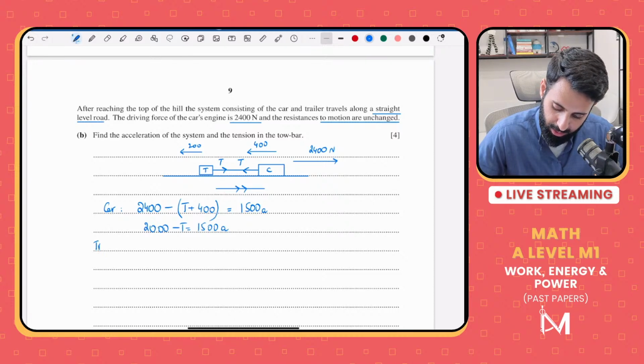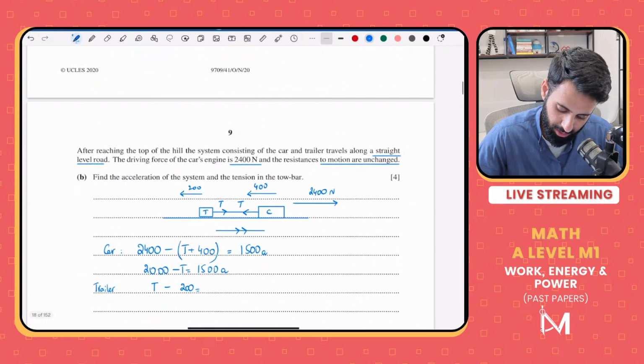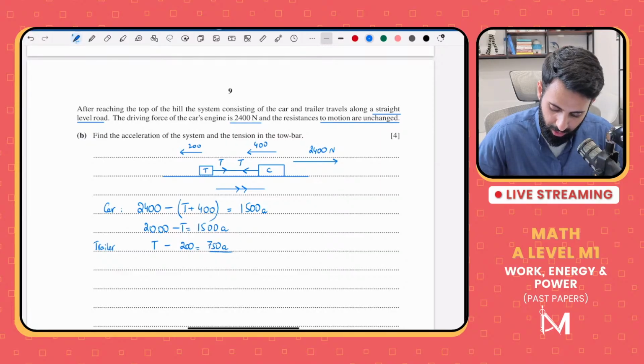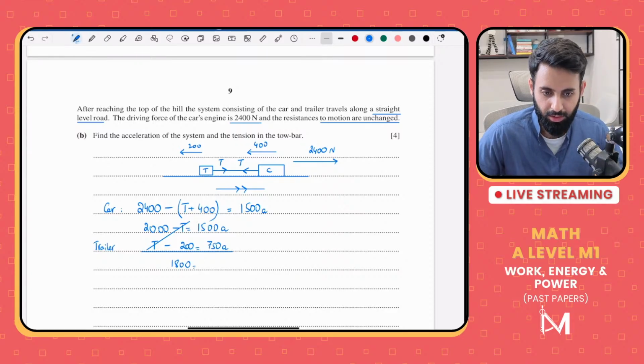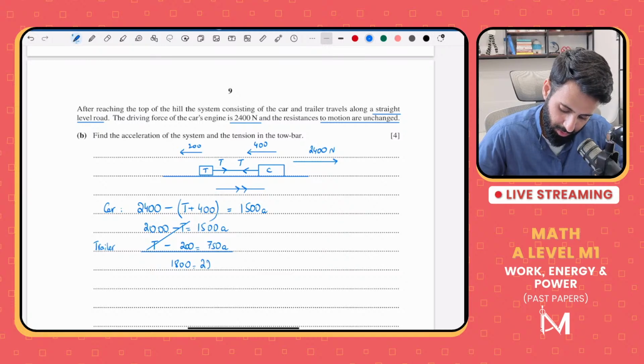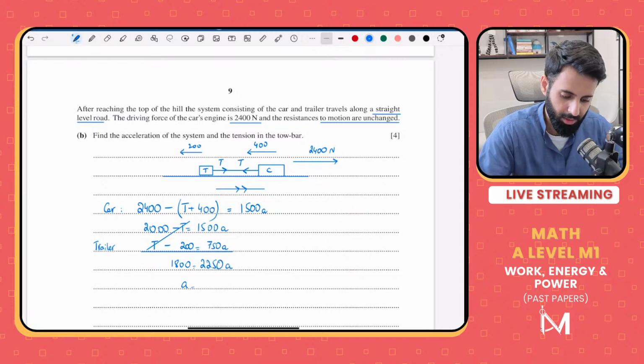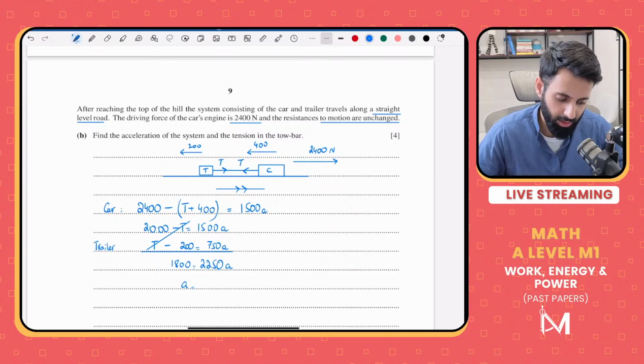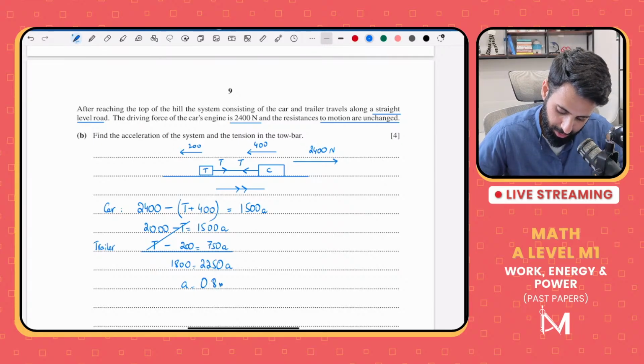Let's look at things from the trailer's perspective. From the trailer's perspective, the force that's acting forward in the direction of motion is T, minus 200, and that's equal to mass times acceleration. What's the mass? That's 750. So 750 A. Now when you add them up, T gets eliminated, and you're looking at 1800 equal to 1500 plus 750, that's 2250 A. And what's A equal to? 1800 divided by 2250, and that's equal to 0.8 meter per second square. You can write it like this, or you can write it like this.